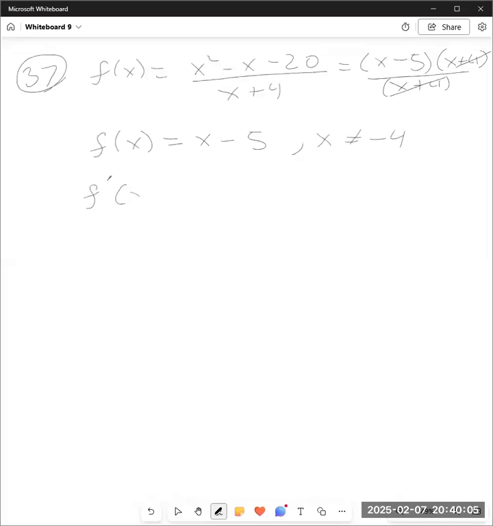F prime of x is going to be equal to 1, as long as x is not equal to negative 4. And I used the power rule here. So let's go ahead and see. I bet they used the, oh, they did use the power rule. They did just what I did. Now, if you had used the quotient rule here, then you would still get the same answer. It would just look a little different.